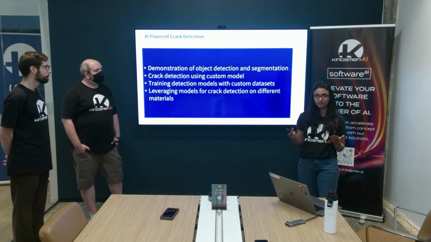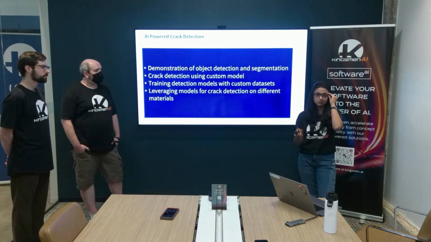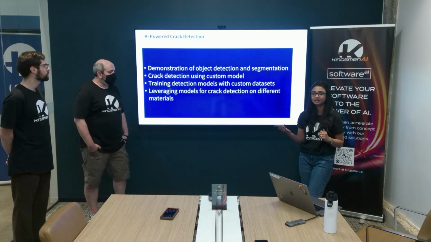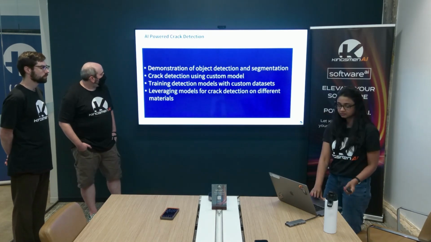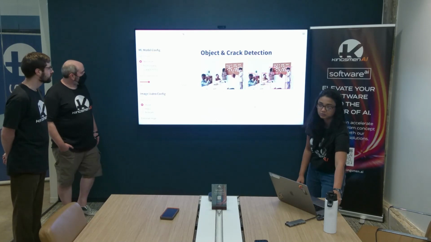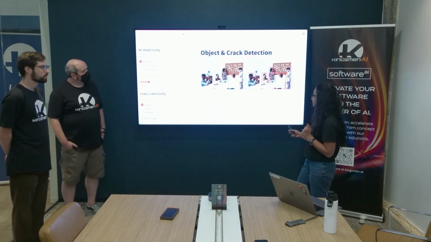I'll be sharing my views on how we can train our own model in such a way that it could detect cracks on any given material, whether it's a crack on a concrete wall, a brick wall, or a window crack. So let's get into the web application real quick. This is a web application built on top of an open source framework called Streamlit.